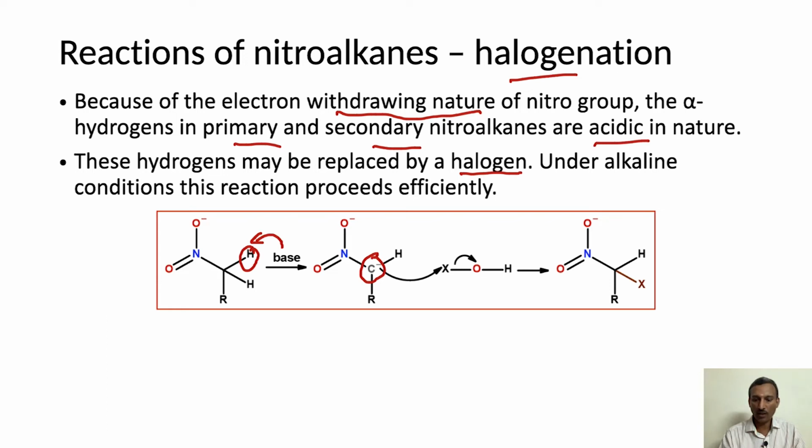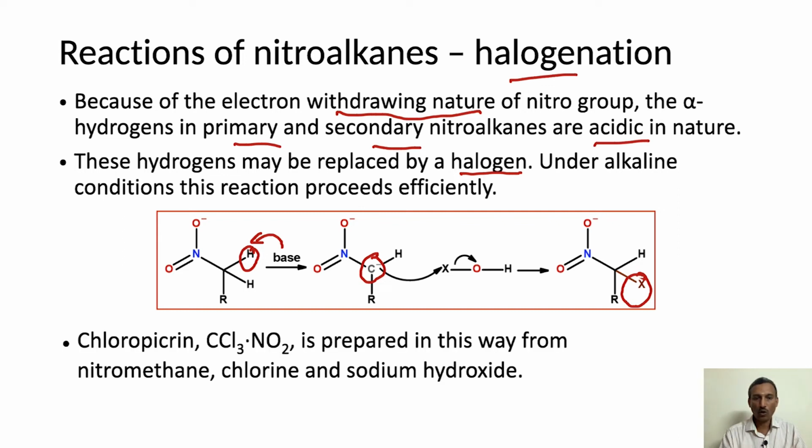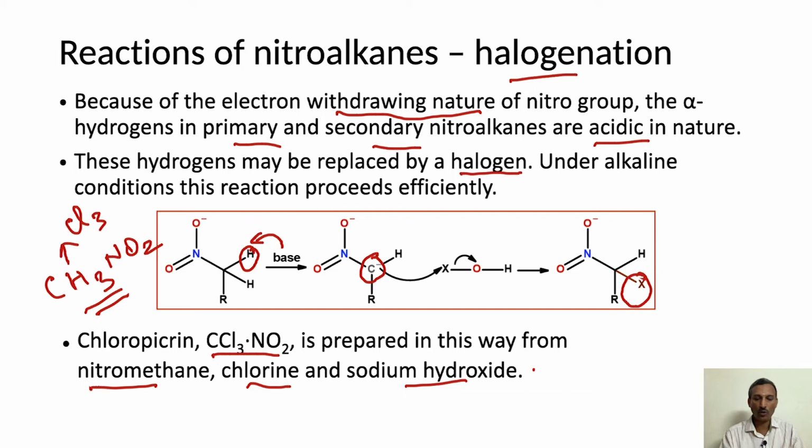This anion now attacks the halogen atom, and a halide is lost, which leads to the substitution of one of the hydrogens by the halogen atom. So this is the substitution reaction of the alpha hydrogen in nitro compounds by a halogen. For example, chloropicrin is one such compound. This compound is prepared by halogenation from nitromethane, chlorine and sodium hydroxide. Sodium hydroxide is the base that is used, and chlorine is the halogen. Nitromethane has 3 hydrogen atoms, and all 3 hydrogen atoms are replaced by chlorine atoms. That is how chloropicrin is formed.